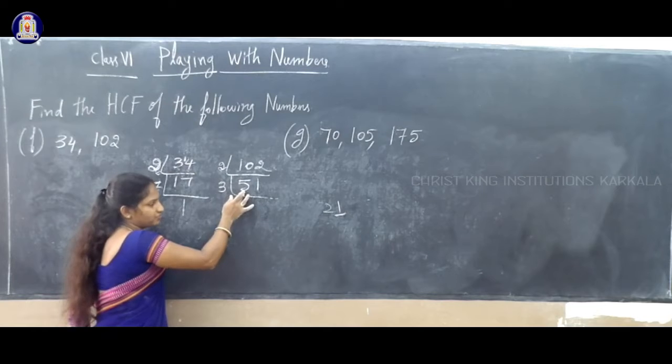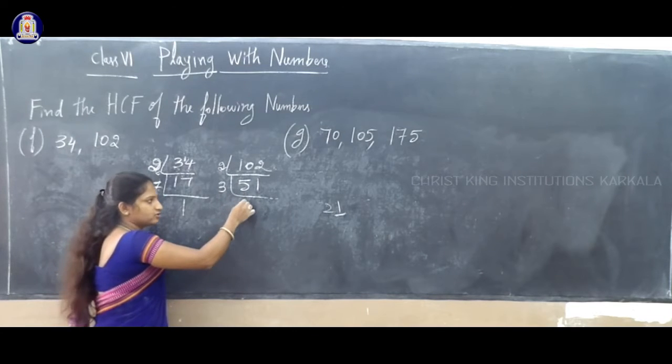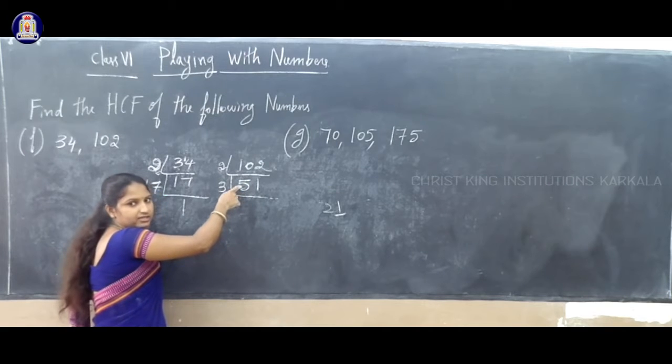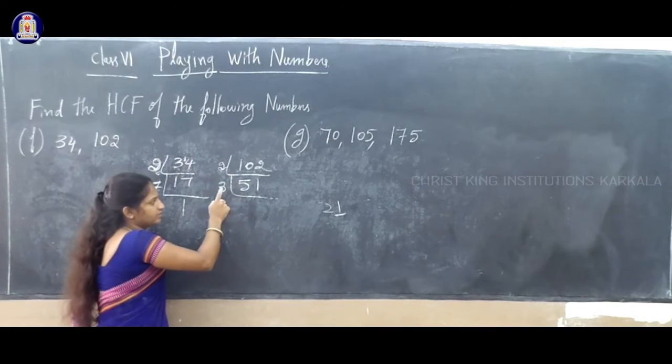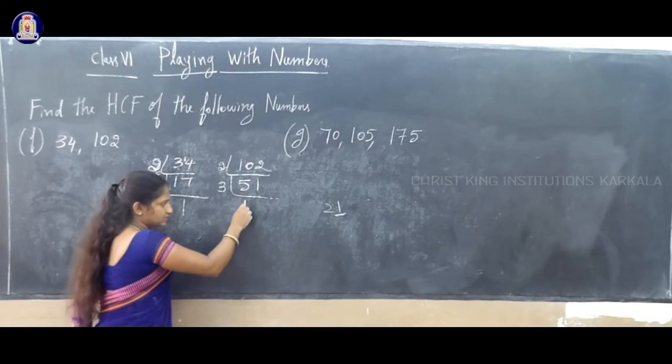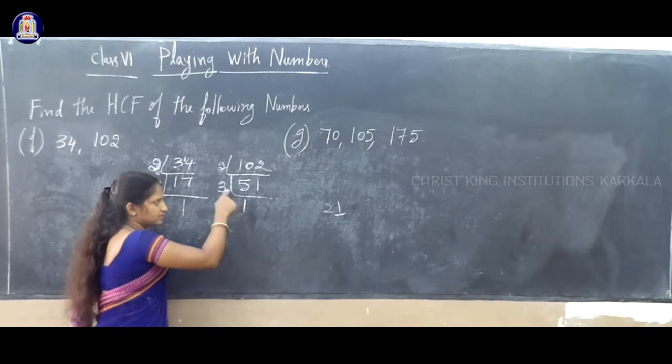3 how much are 5? No, 3 2s are 6. 6 is greater than 5, that we cannot write, right? So next, if you write 3 1s are 3, this is possible. See, we can write this. We can write 3 1s are 3.